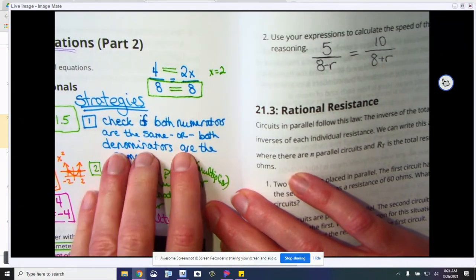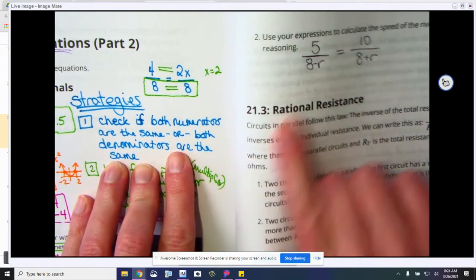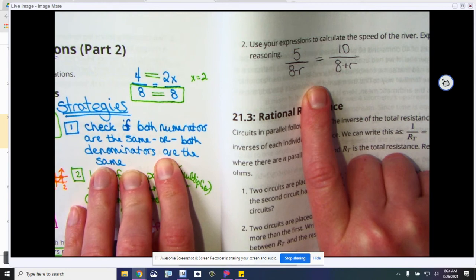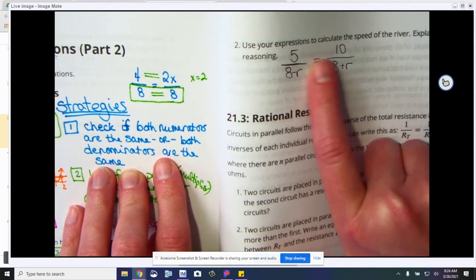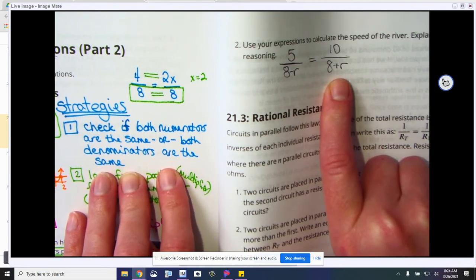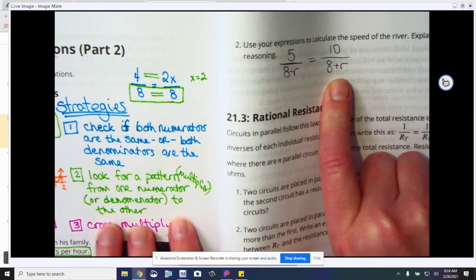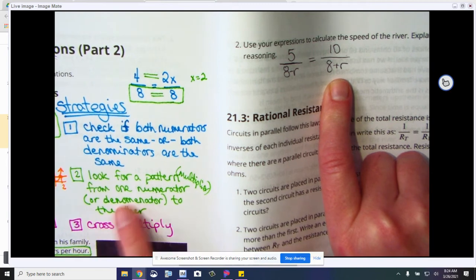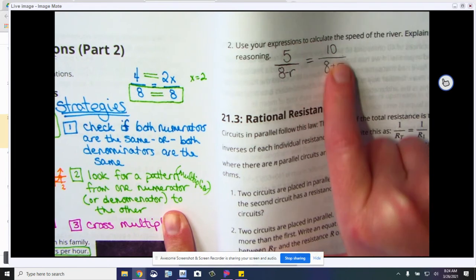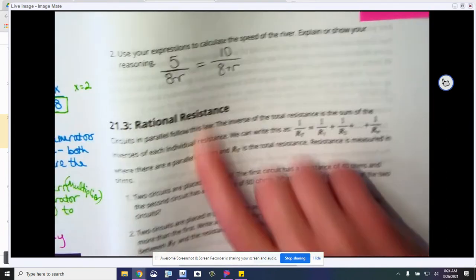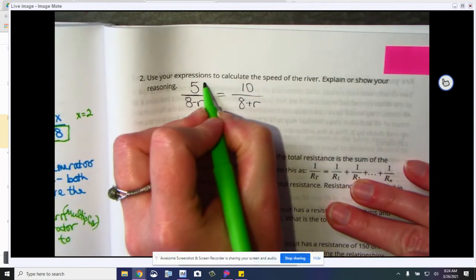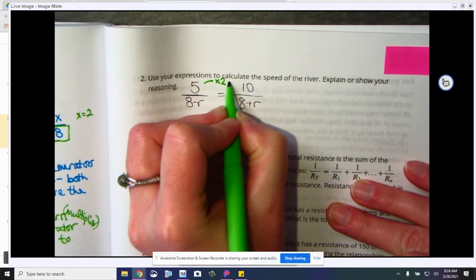Are both of our numerators the same, or are both of our denominators the same? No, we got some differences here. 5 is not the same as 10. 8 minus r is not the same as 8 plus r. So nothing's the same. There is a pattern, a multiplier, from one numerator to the next. Do you see that difference from 5 to 10? 5 times 2 equals 10.